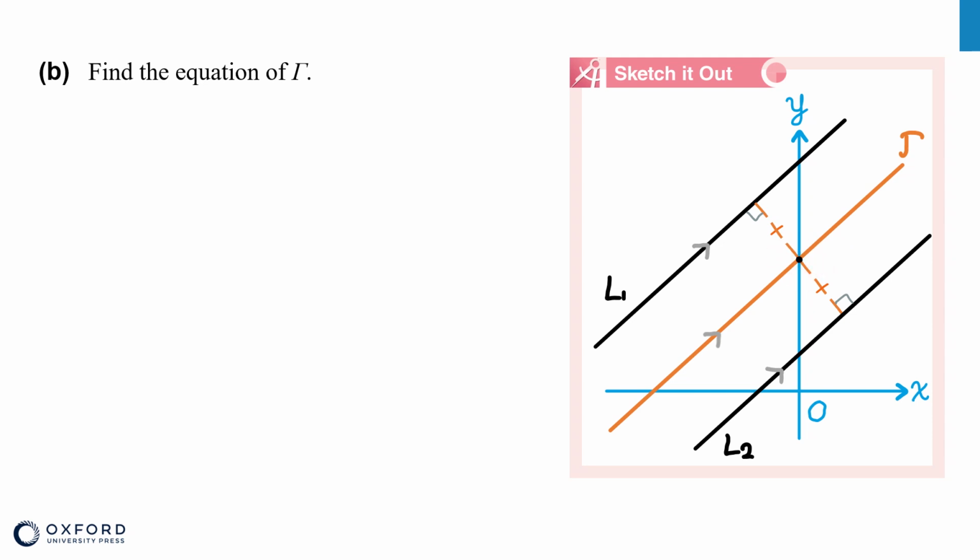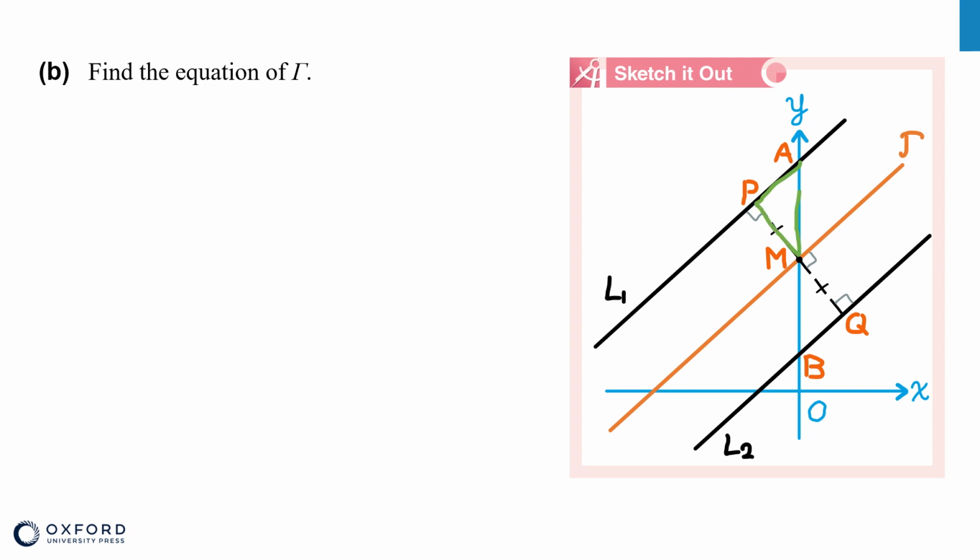But how can we find it? What is the relationship between the y-intercepts of L1, L2, and gamma? Let's deduce it. Suppose L1, L2, and gamma cut the y-axis at A, B, and M respectively. P and Q are the points on L1 and L2 respectively, such that PQ intersects gamma at M, and PQ is perpendicular to L1, L2, and gamma.